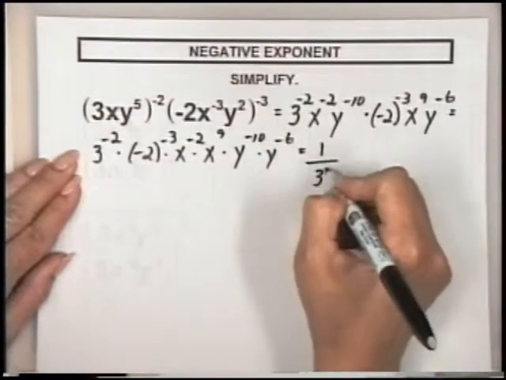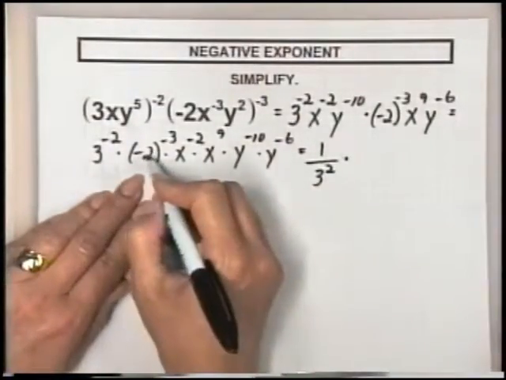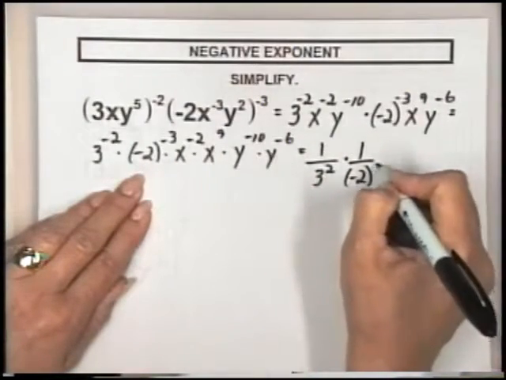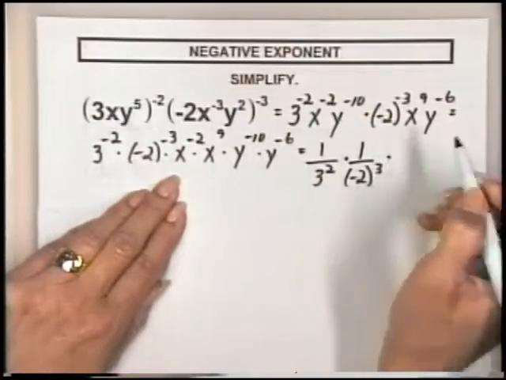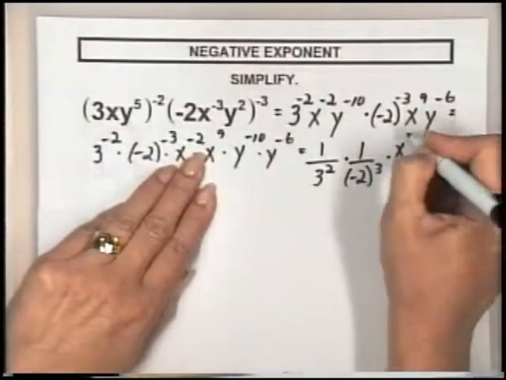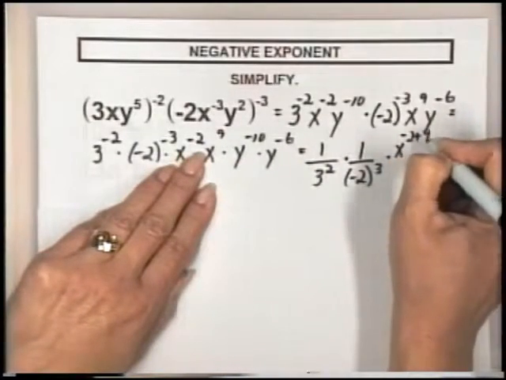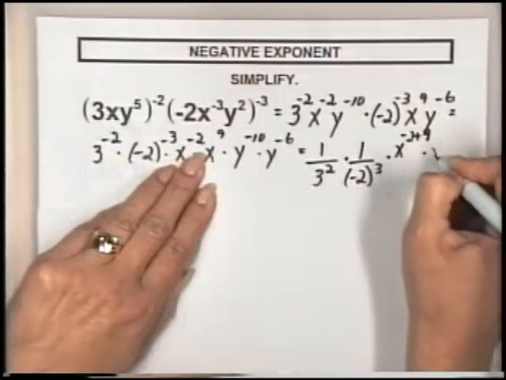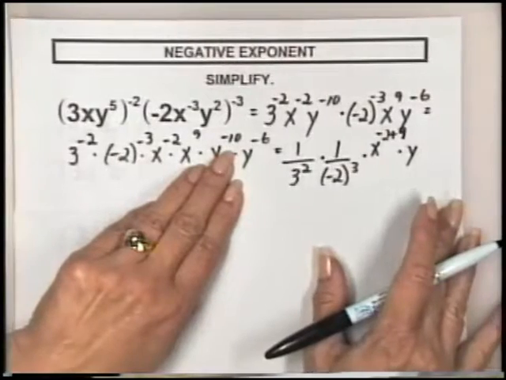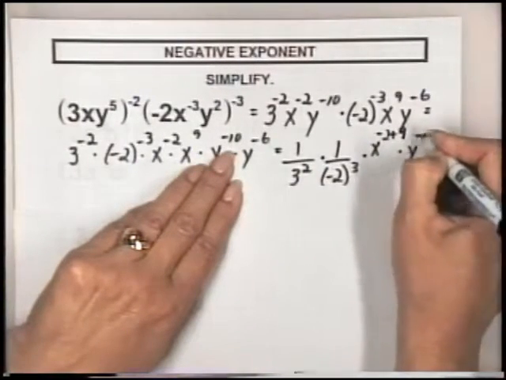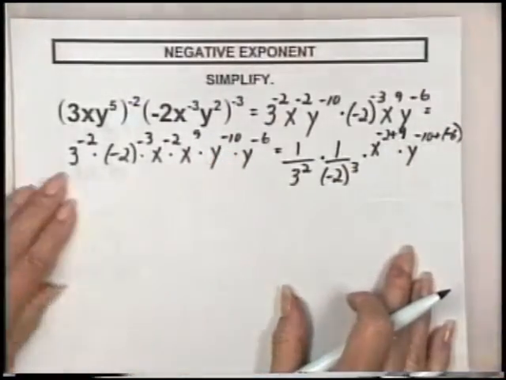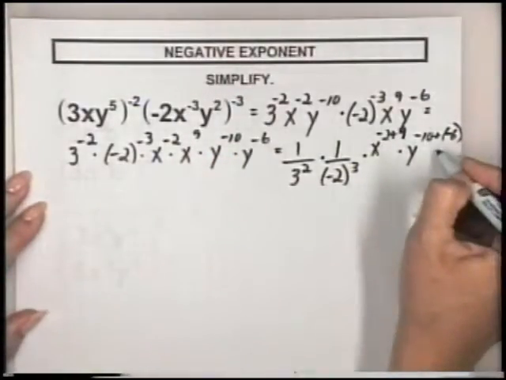Now let's go ahead and write 3 to the negative 2nd as 1 over 3 squared. Negative 2 to the negative 3rd power is 1 over negative 2 cubed. On the x's, I am multiplying like bases, so I can say x to the negative 2 plus 9 times y to the negative 10 plus negative 6.